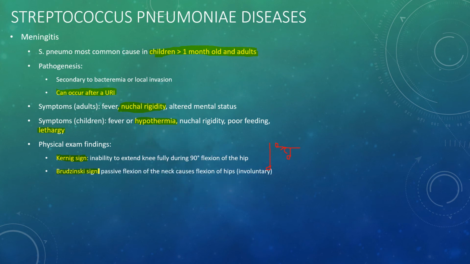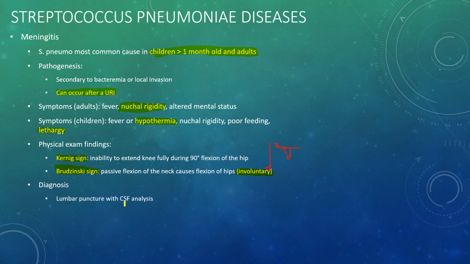Brzezinski sign. What is this? So Brzezinski sign means that if you flex the neck passively, so you flex the neck for the patient, the hips also flex involuntarily. So you have an involuntary flexion of the hips with flexion of the neck. That's another classic finding of meningitis.